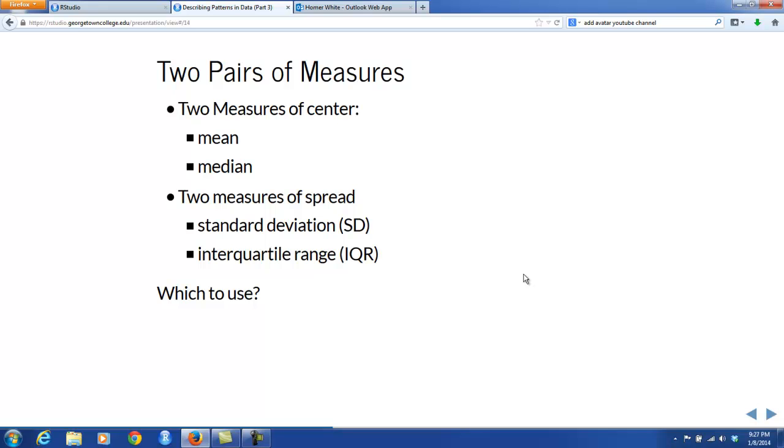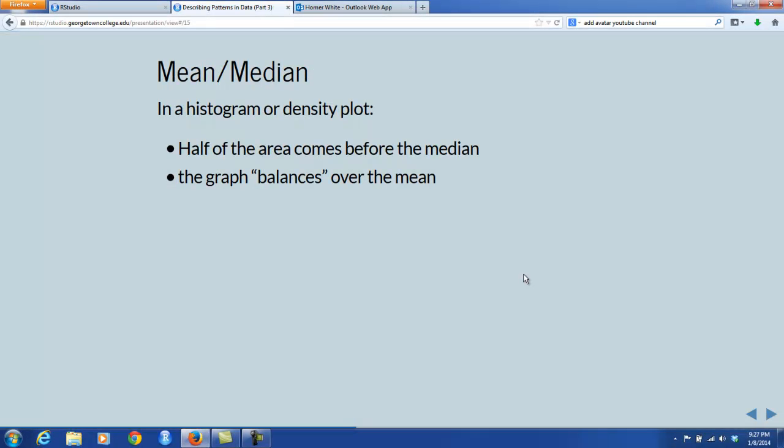And they go in pairs. We tend to use the mean and the standard deviation together. We also tend to use the median and the interquartile range together. The question is, which pair is the better one to use? In order to answer this question, we need to think a little bit more about the properties of the mean and median in relationship to graphical representations of the distribution of a numerical variable. Here are some general facts.